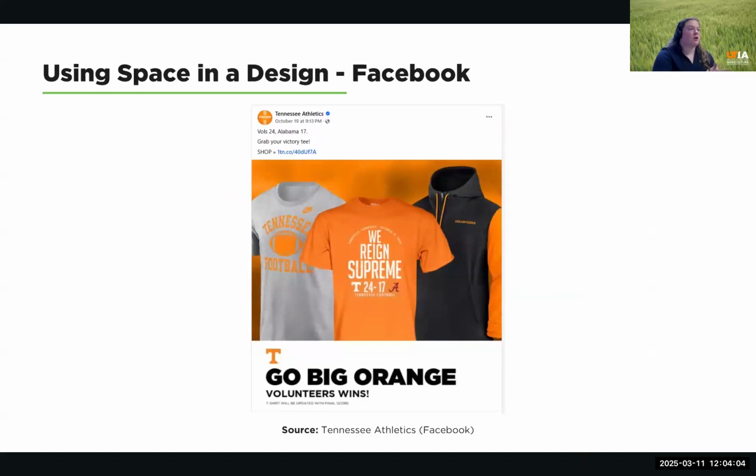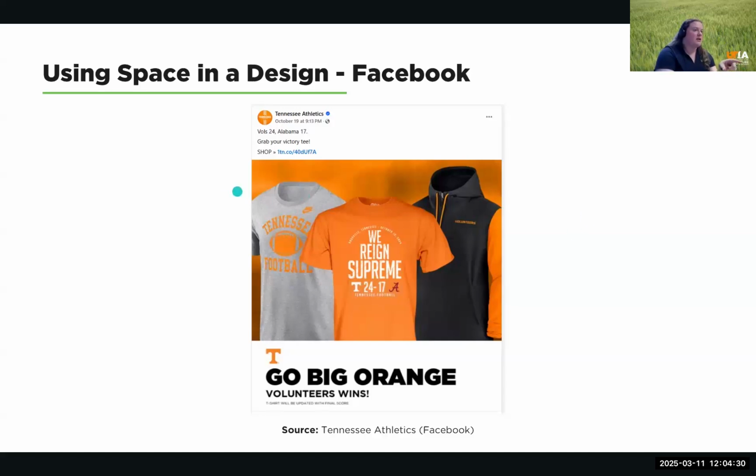So a really good example of using space in a design, again, I pulled this from Tennessee Athletics on social media. This is their Facebook page. I'm going to use a lot of Tennessee Orange examples. I don't get paid more to do that, but I think we all like Big Orange around here. So I've got a lot of Tennessee examples in these slides.